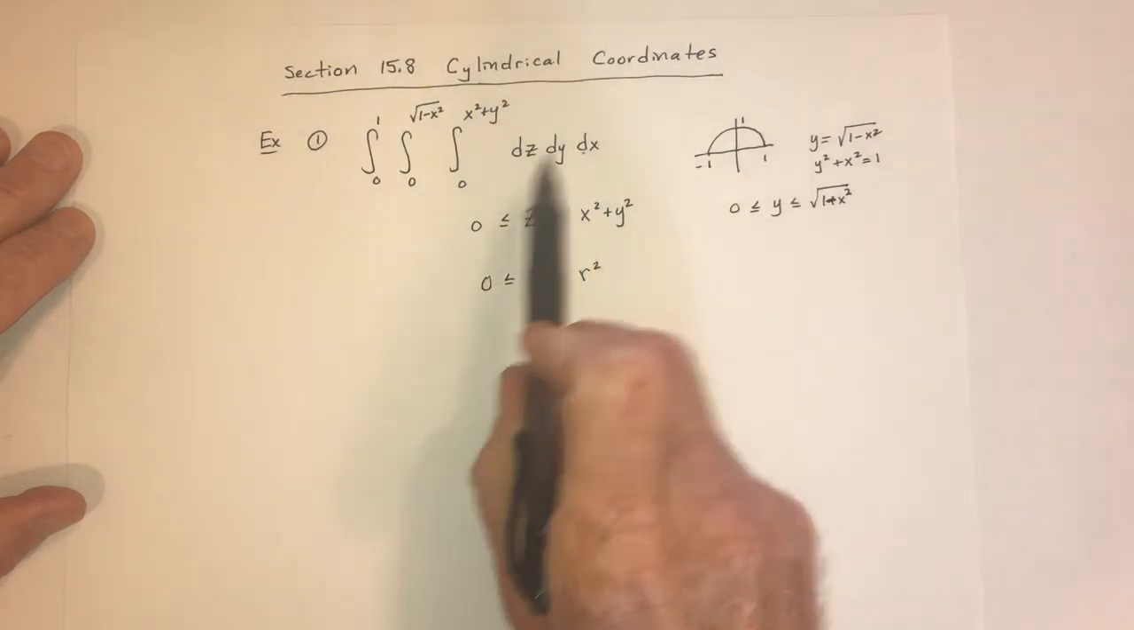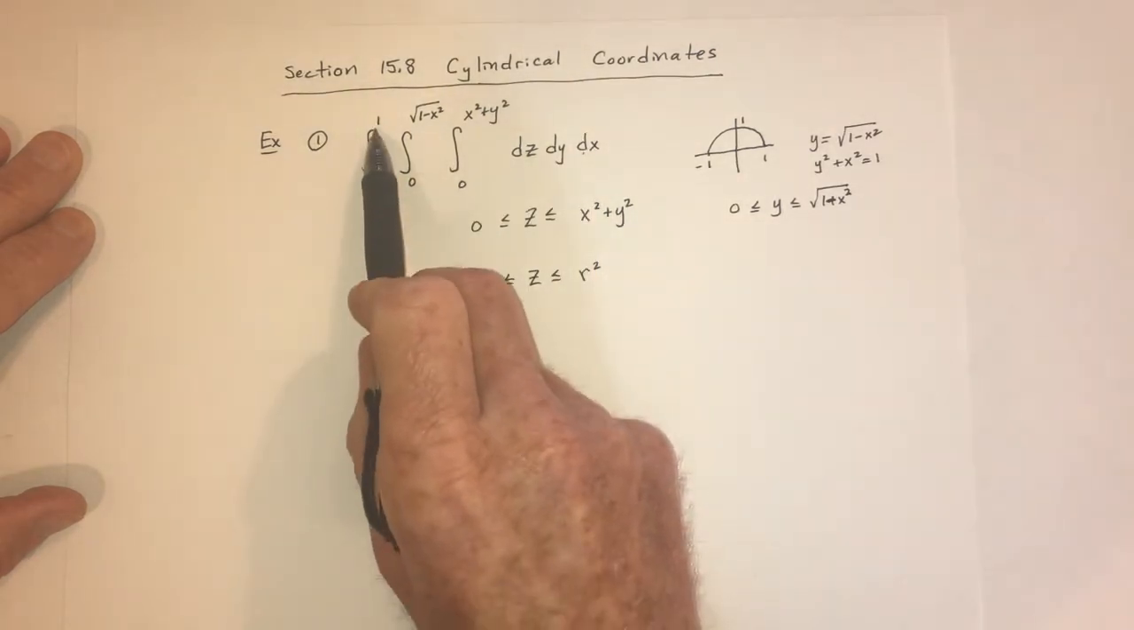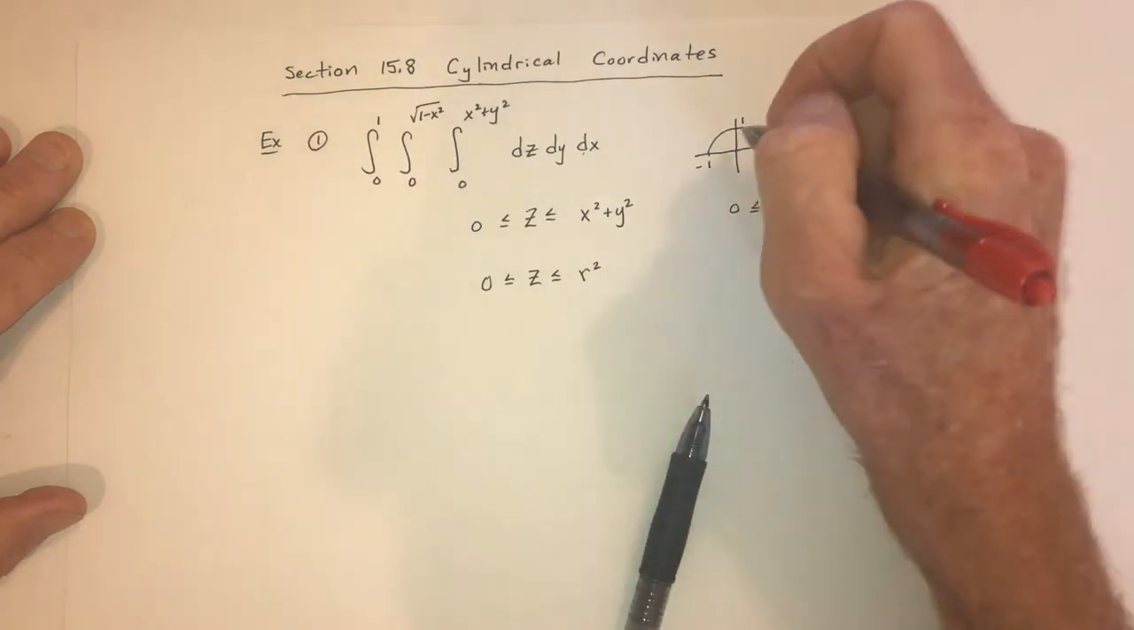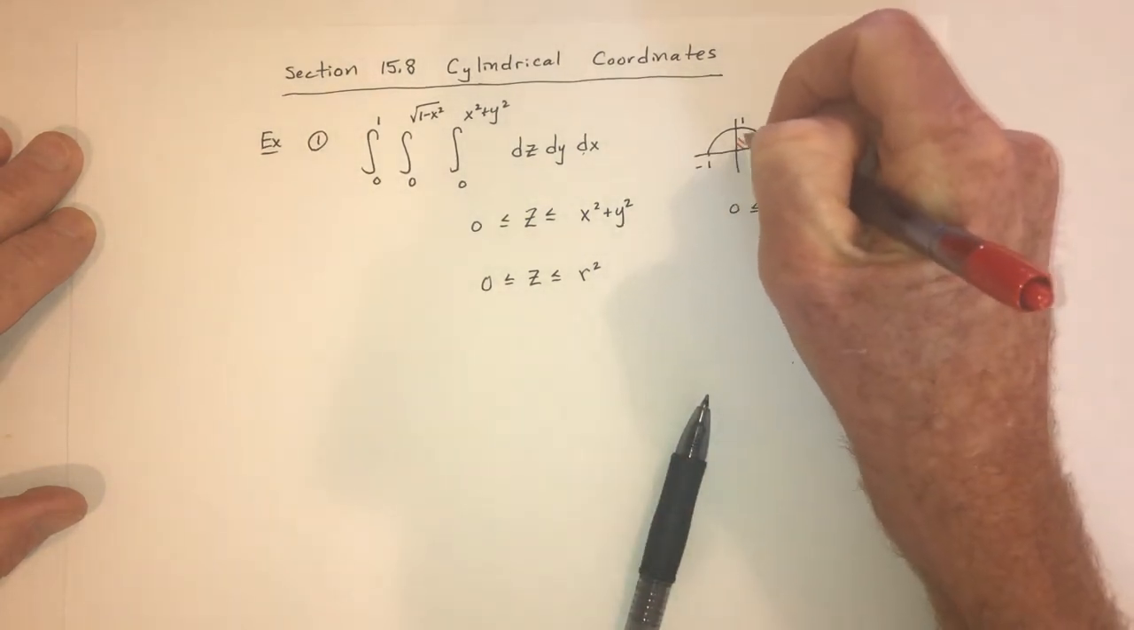And then this last part is saying that x is going from 0 to 1. So x going from 0 to 1 means that we're actually only talking about this quarter of a circle right here.